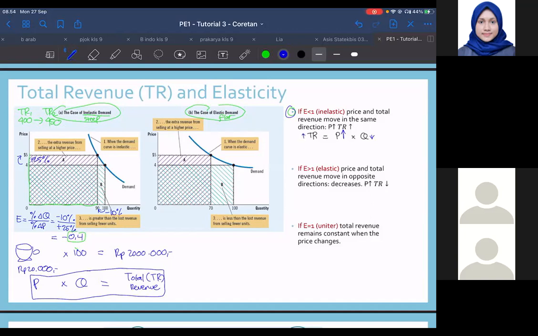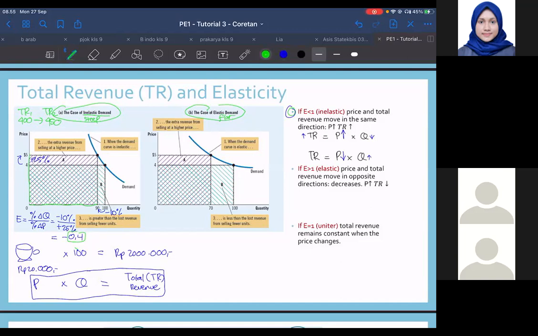It will increase by a small amount, but yeah, total revenue is P times Q. If the price is decreasing by this much, the quantity demanded will increase. Based on the law of demand, if the price is decreasing, the quantity will increase. But since it is inelastic, it will increase only by a small amount.